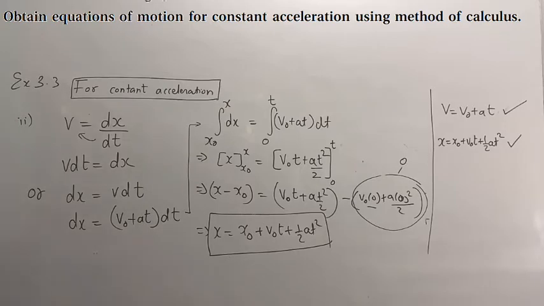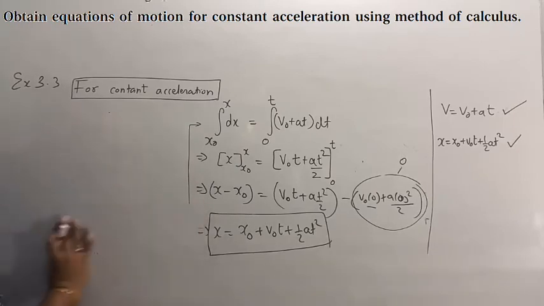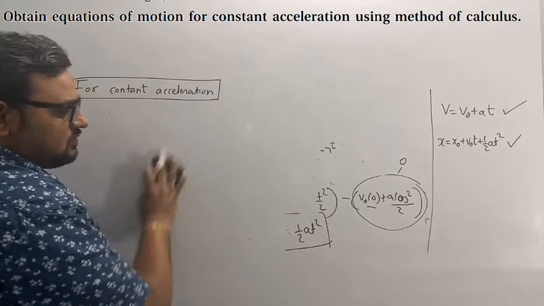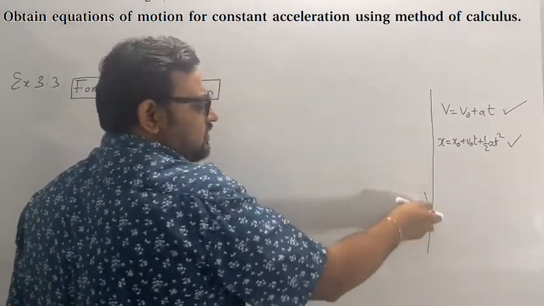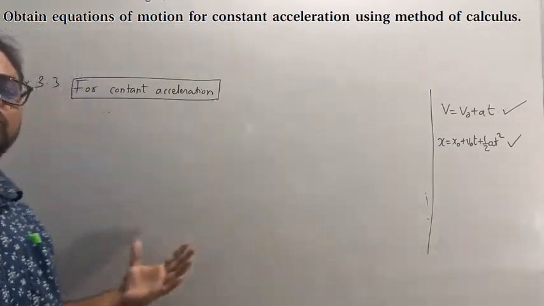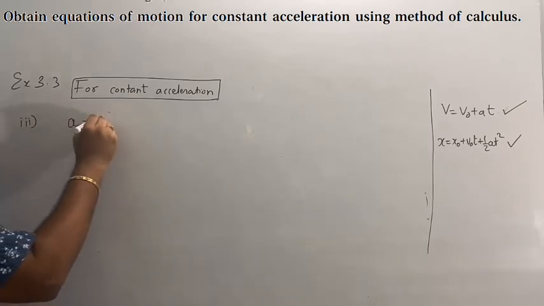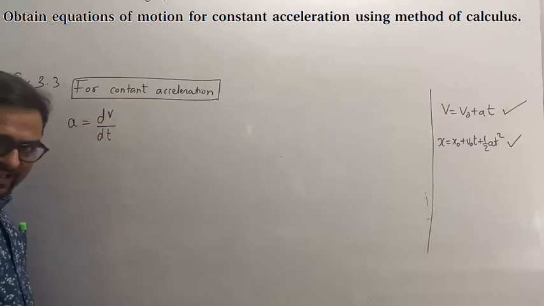Okay, now let's derive the third one. You can use the previous derivation also that you have learned, but if the question says to use the method of calculus, then you have to solve only by this method. Okay. Now see, for the third one, again I will use the formula for instantaneous acceleration, a equal to dv upon dt.